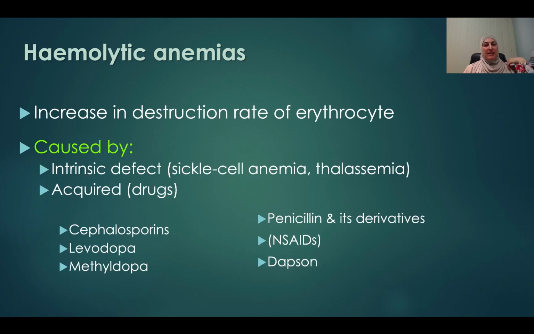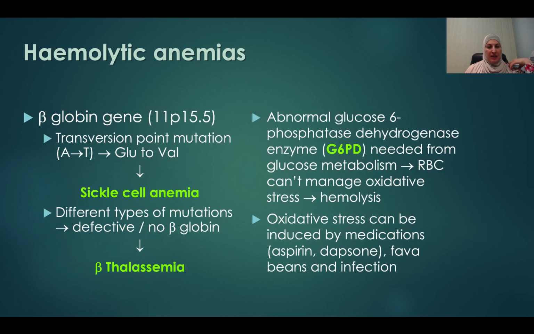Hemolytic anemia is the increase in the destruction of the erythrocyte, and this can be related to abnormal structure of the globin protein, as in the case of sickle cell anemia or thalassemia, or might be acquired because of an external factor that destructed these red blood cells. Usually medication might affect or might induce hemolytic anemias.